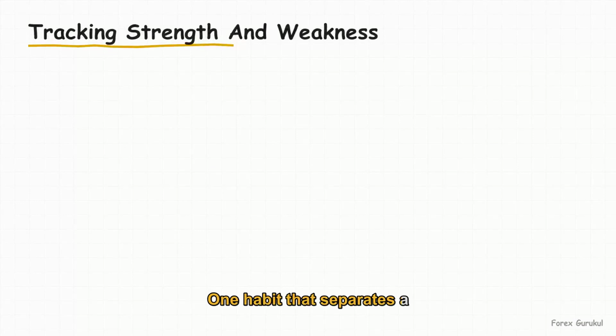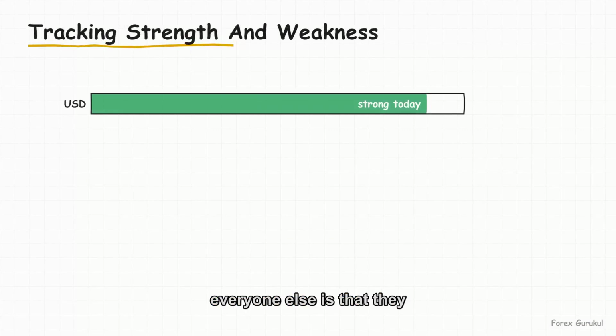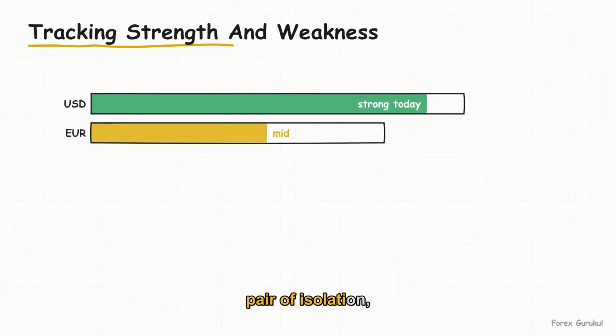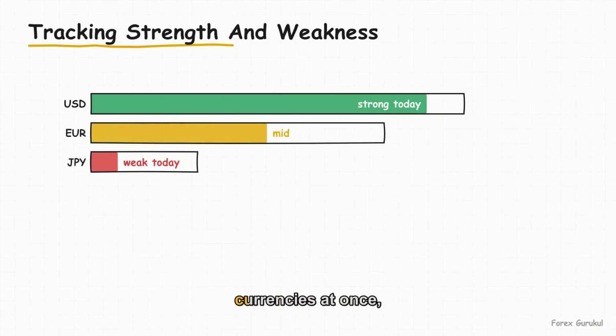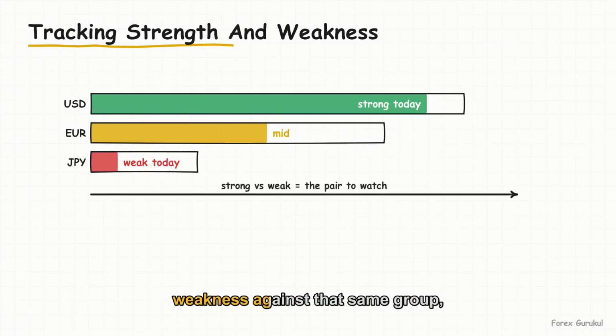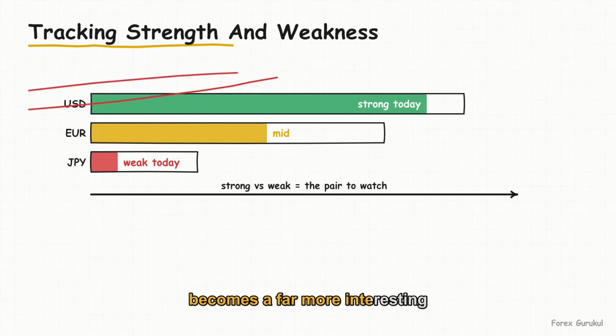One habit that separates a lot of consistent traders from everyone else is that they do not just watch one pair in isolation. They keep a rough read on relative strength across several currencies at once. The idea is simple. If the dollar is showing broad strength against several currencies at the same time, and the yen is showing broad weakness against that same group, that combination, dollar against yen, becomes a far more interesting pair to focus your attention on than a pair where both sides are roughly balanced and directionless.